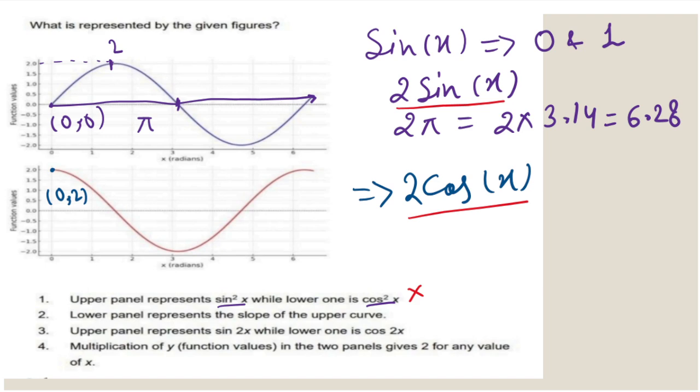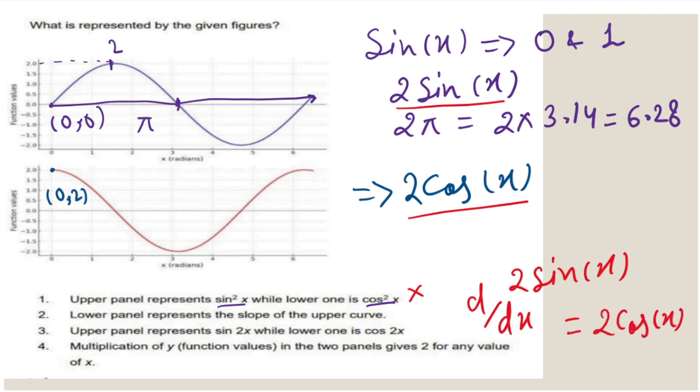Lower panel represents the slope of the upper curve. Okay, so let's see. In calculus, the slope of a function is its derivative. It's like dy/dx, right? So if we take the derivative of 2 sin x, you will get 2 cos x. That means option 2 is the correct option. Let's see the third option.